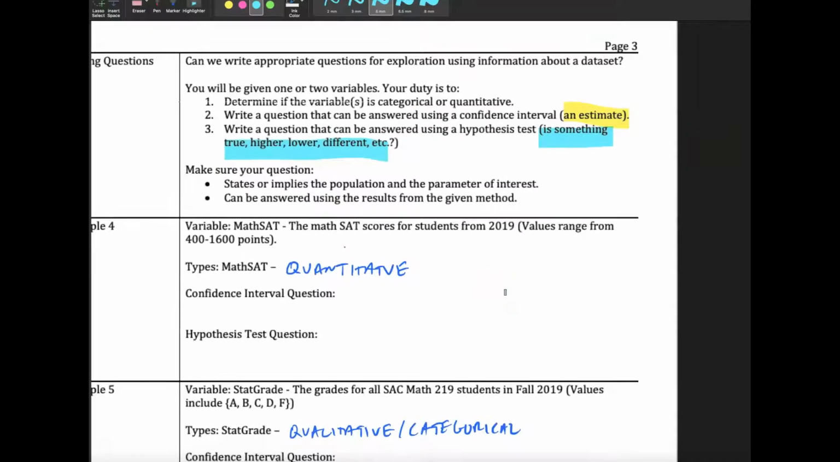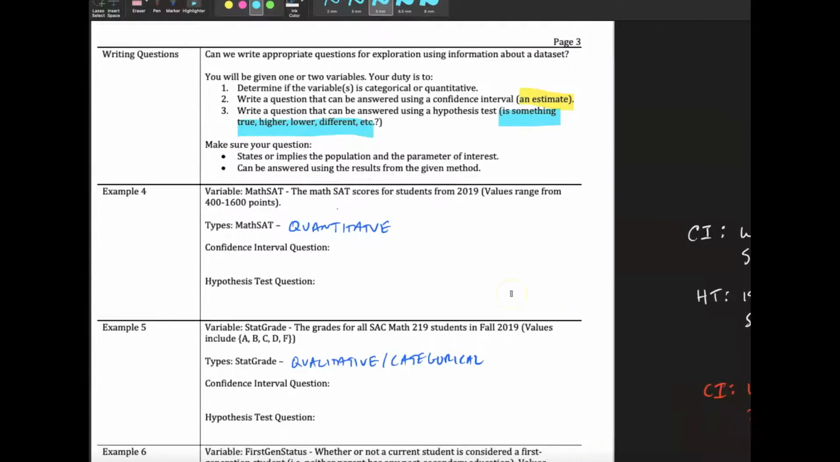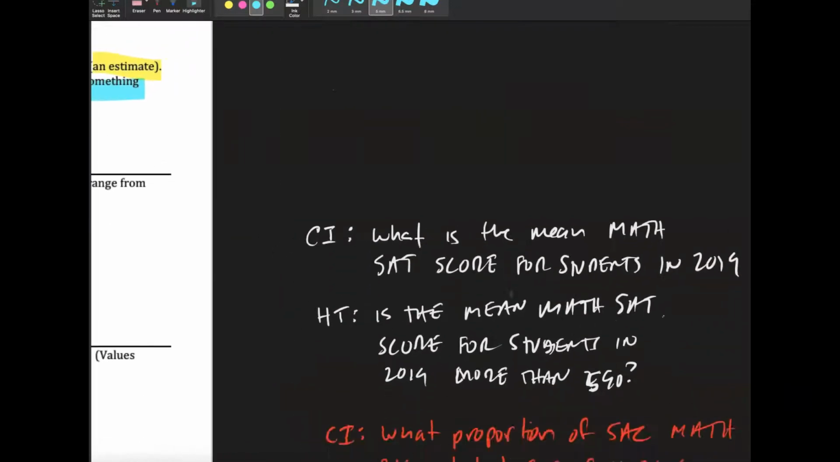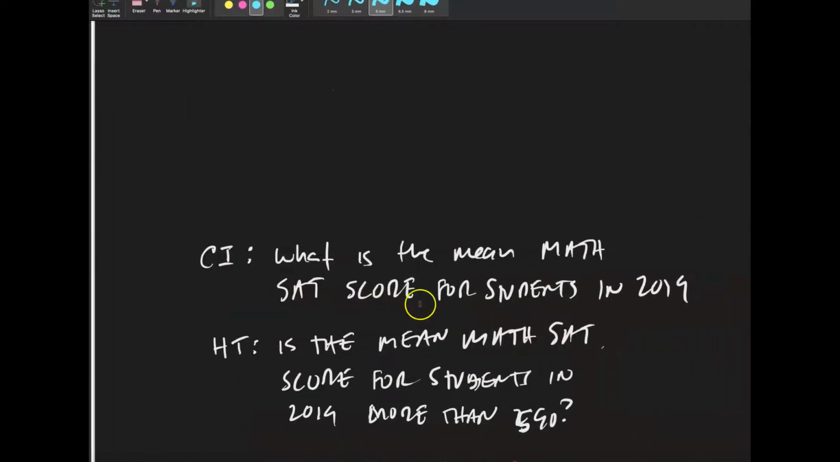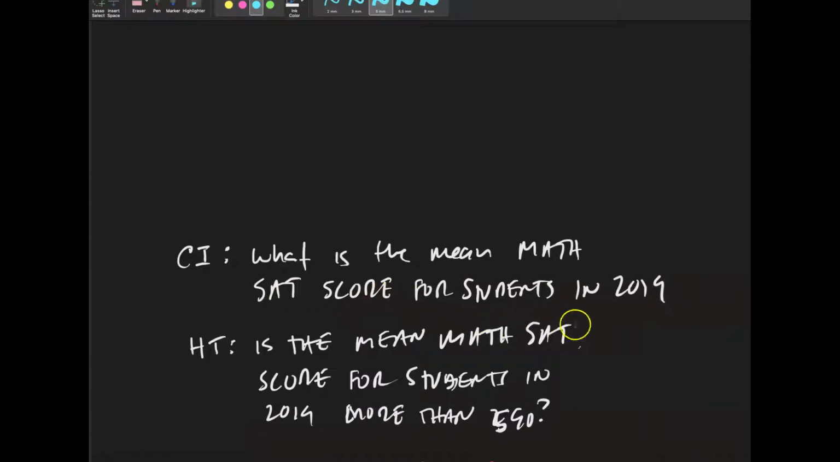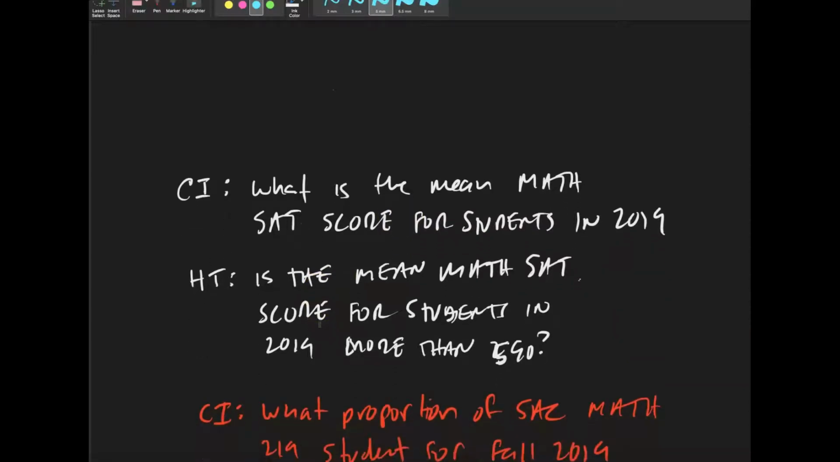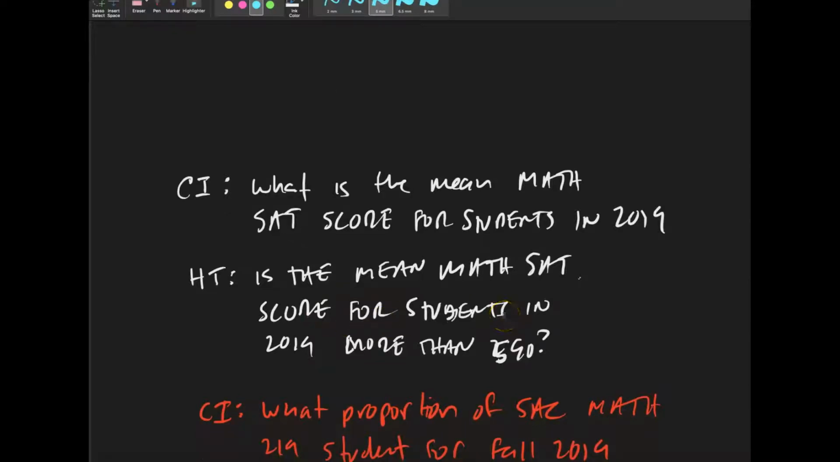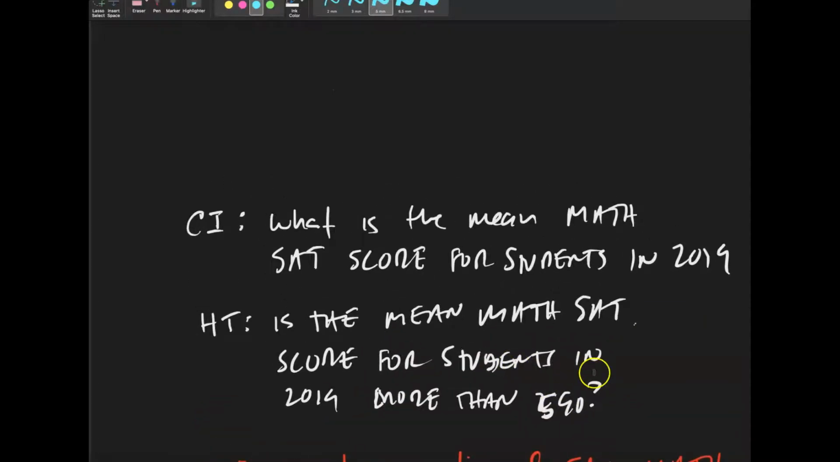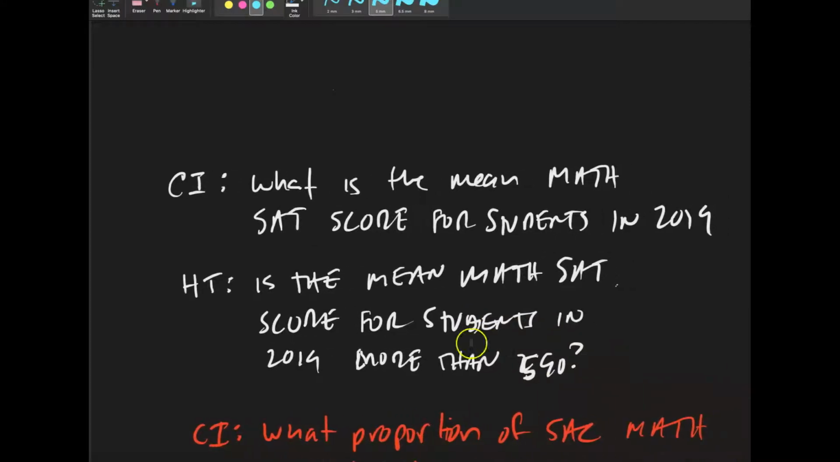There are probably an infinite number of questions we can ask about this. I have some on the side over here. Let's look at the one in white. What is the mean math SAT score for students in 2019? That would be a confidence interval question. For hypothesis tests: is the mean math SAT score for students in 2019 more than 590? Again, I just came up with this number. There are others, like: is the mean SAT score less than 590? There is an infinite number of questions, but I want to make sure you can see two examples. I would challenge you to come up with your own.